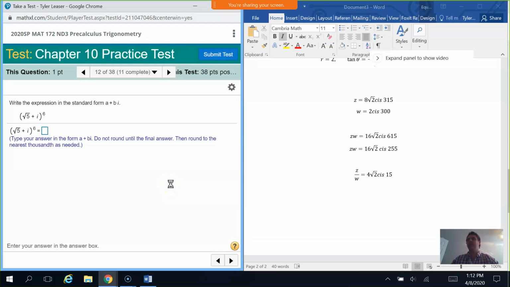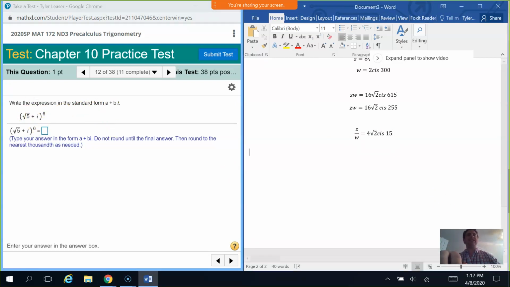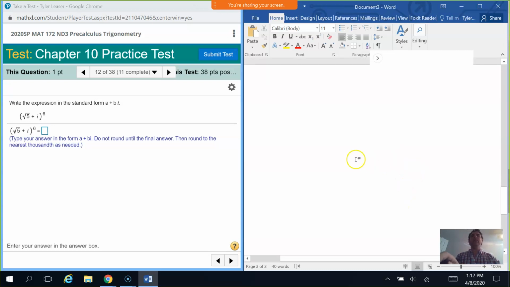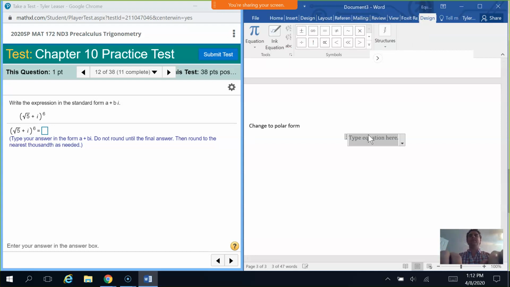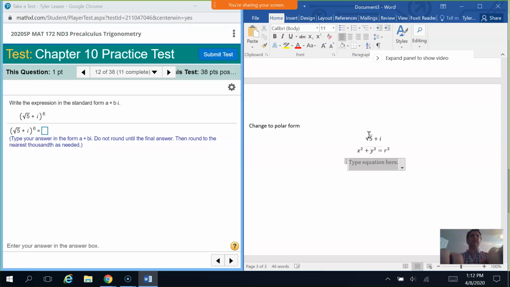All right, next question. Write the expression in the standard form a plus bi, and we have root 5 plus i to the 6th power. What you do not want to do is multiply this thing out 6 times as is. So first we're going to change to polar form. So we're given this square root 5 plus i. Same formulas as before, x squared plus y squared is equal to r squared. I'll go ahead and do that one.